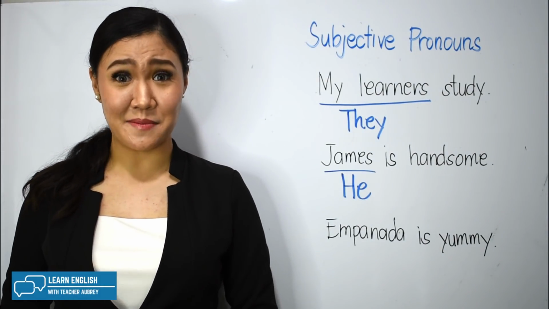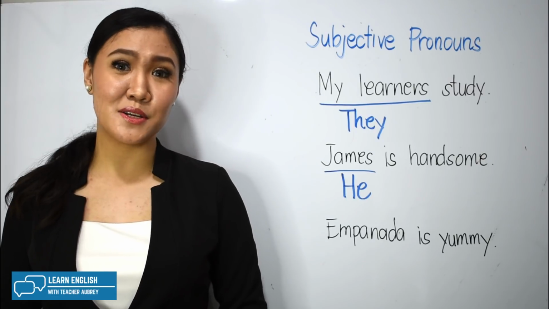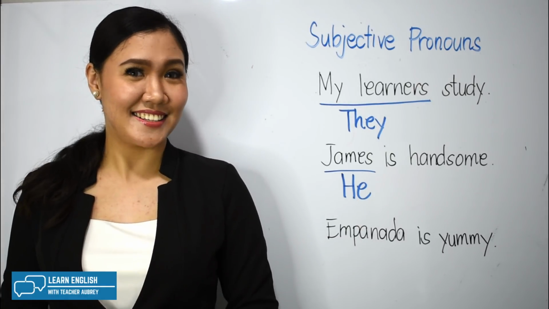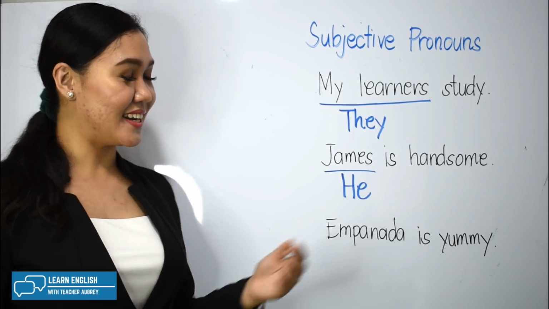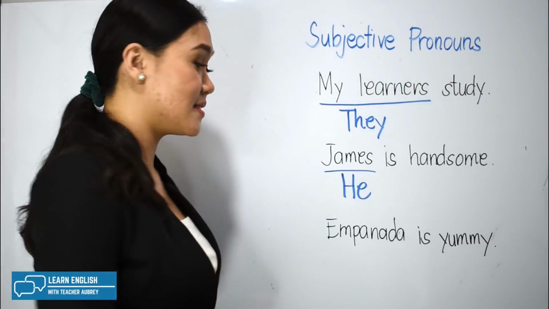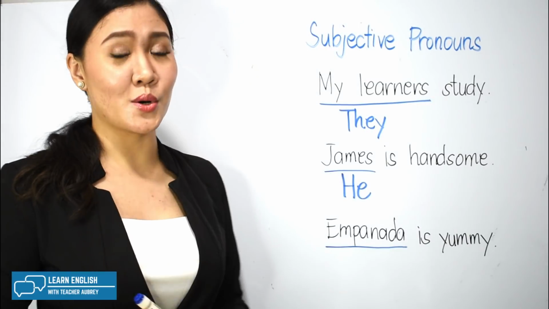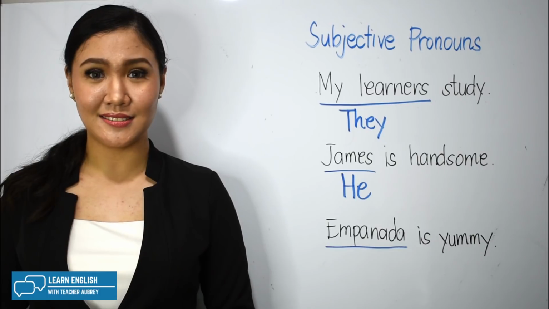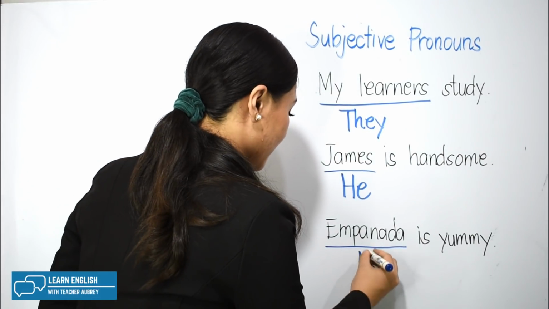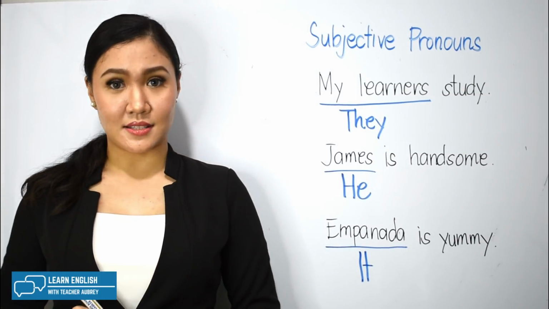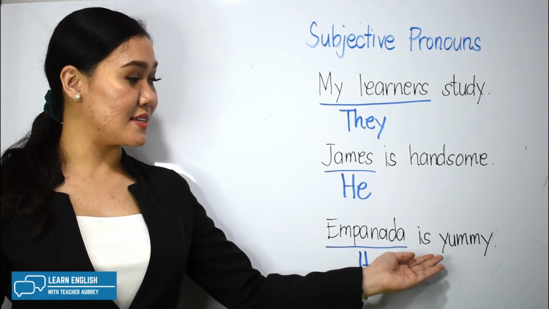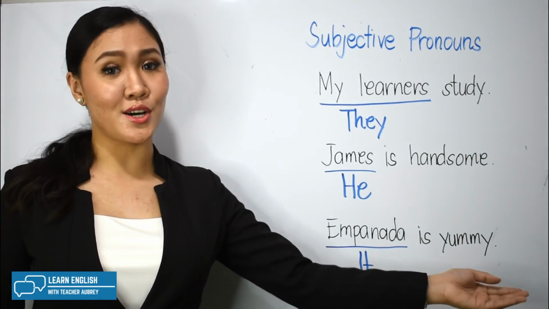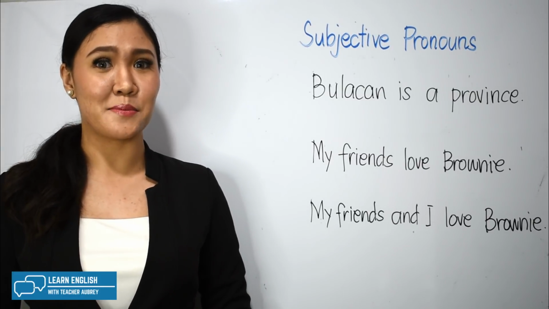And for the last one, empanada is yummy. Have you tried eating empanada? Empanada is a Filipino food. If you haven't yet eaten one, you must try it. Let's proceed again here. Empanada is yummy. Empanada is a food. So to substitute a food, we need to use the subjective pronoun it. Empanada is yummy becomes it is yummy. It is yummy.